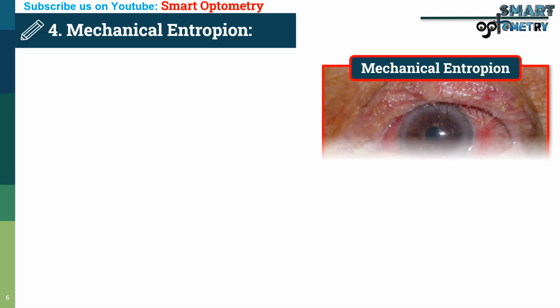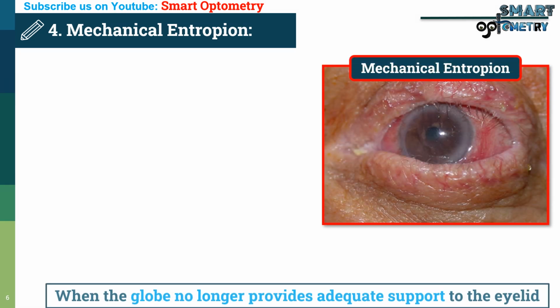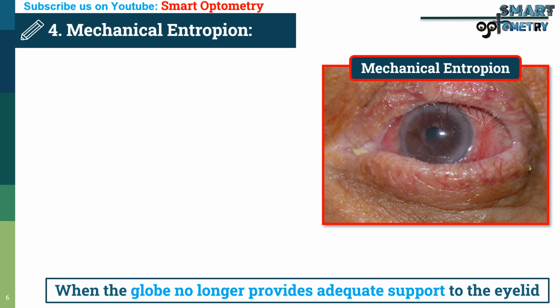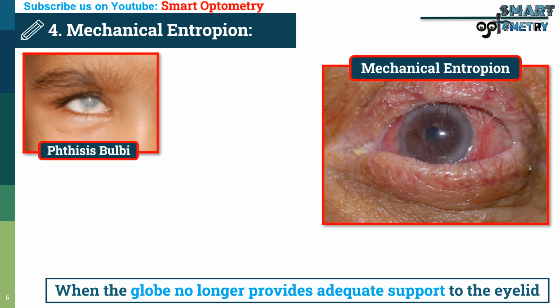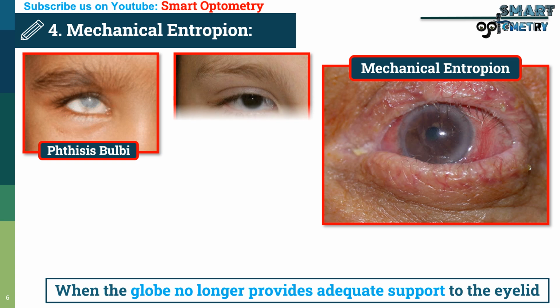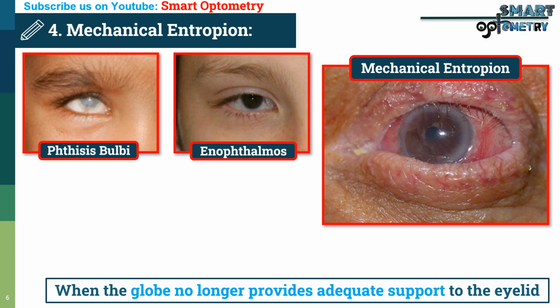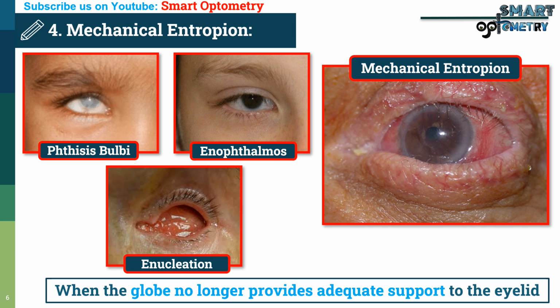4. Mechanical entropion. Mechanical entropion occurs when the globe no longer provides adequate support to the eyelid. This can happen in conditions like phthisis bulbi, a shrunken, non-functional eye, enophthalmos, recession of the eyeball within the orbit, or after surgeries like enucleation or evisceration.